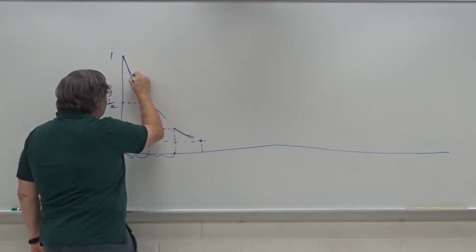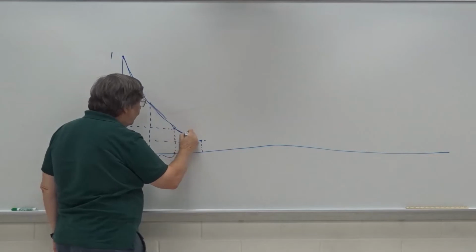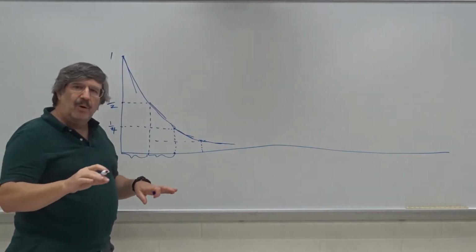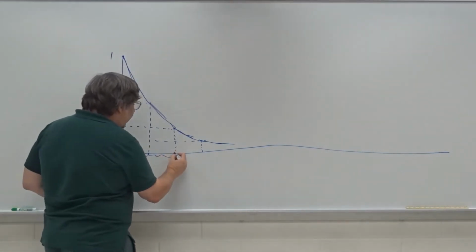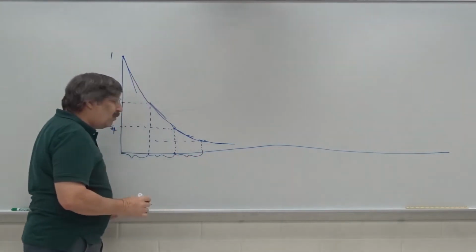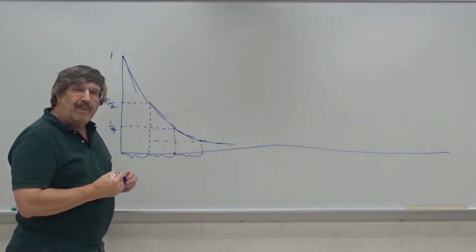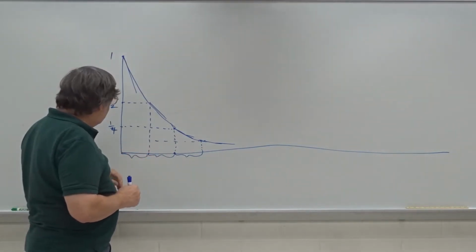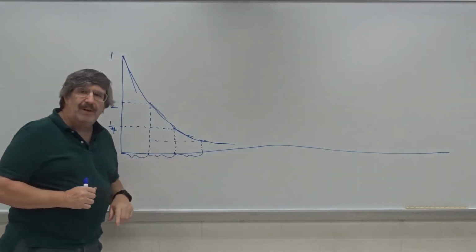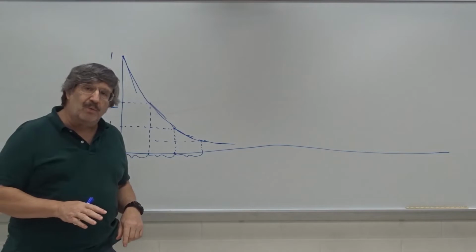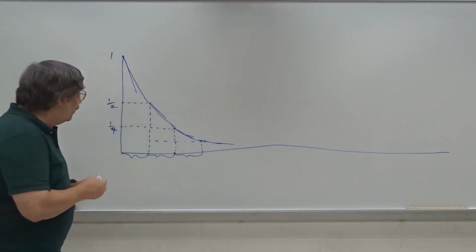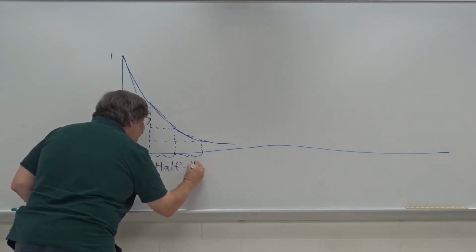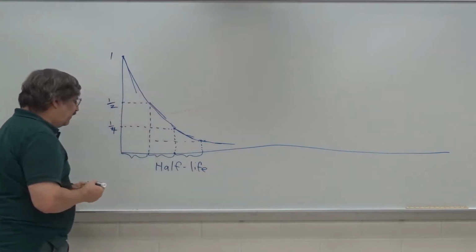And the net result is that over time, it will decay more and more slowly. But it will always take the same amount of time, no matter where we start, it'll take the same amount of time to lose half of what it had when we began that. And so this amount of time, the amount of time it takes to lose half of what you started with, is known by a name you've probably heard. This is the half-life.